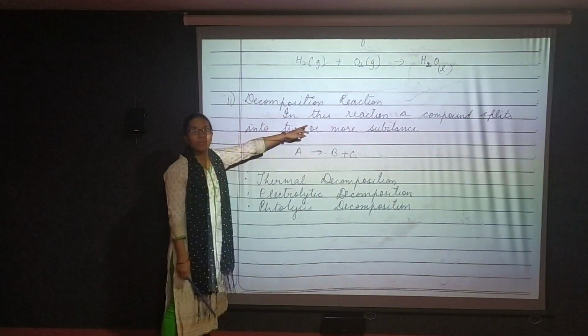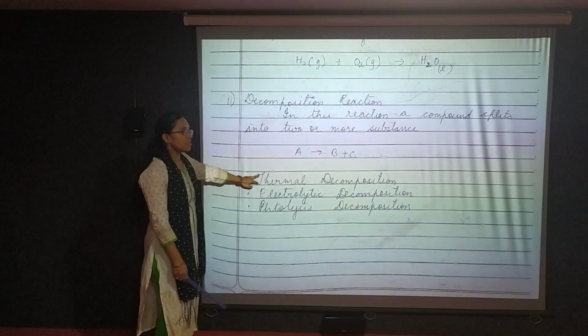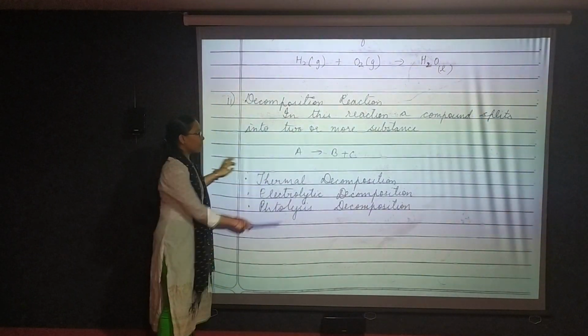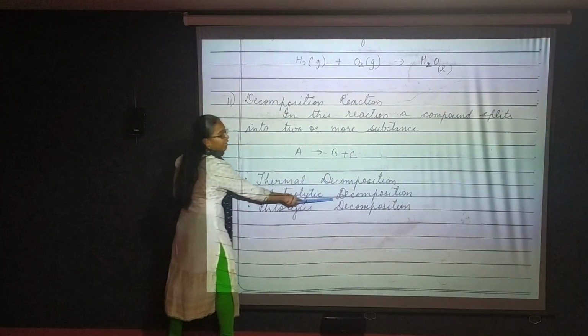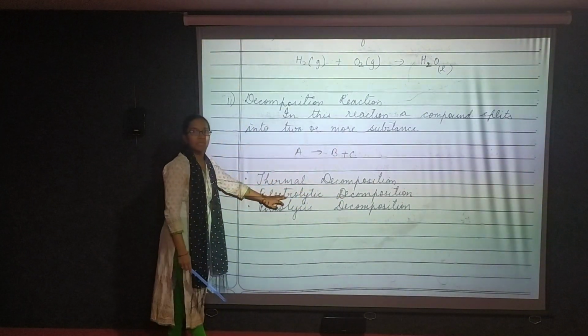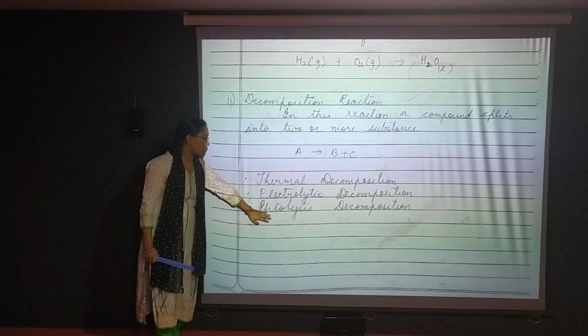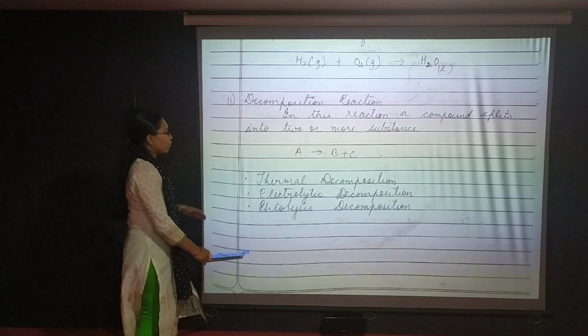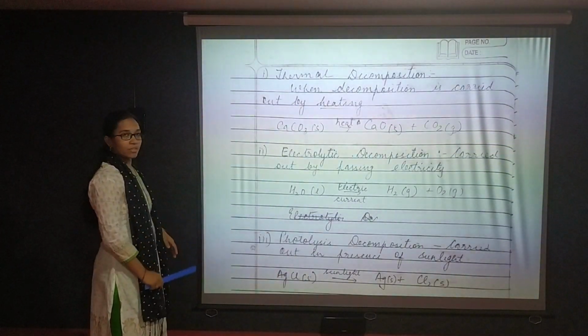Now decomposition reaction is again divided into three types. That is thermal decomposition. Thermal, the name itself suggests, thermal means heat. Electrolytic decomposition. Electrolytic means electricity. Photolysis decomposition. Photolysis, photo means light. Now we will get into the detail of all these types of decomposition reaction.